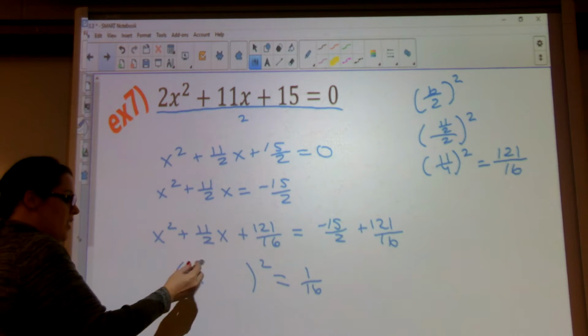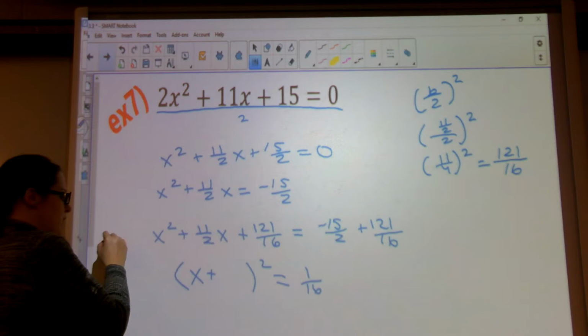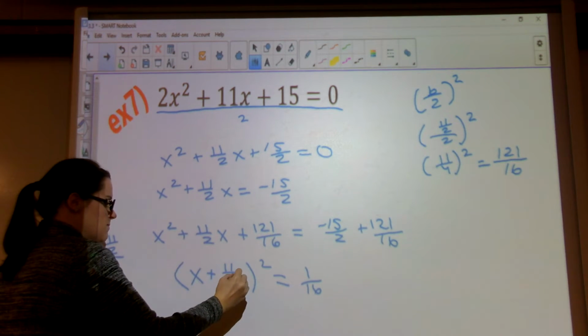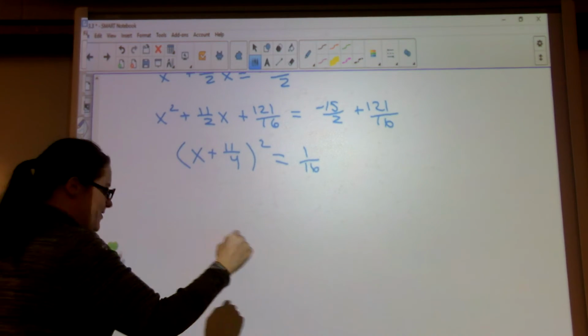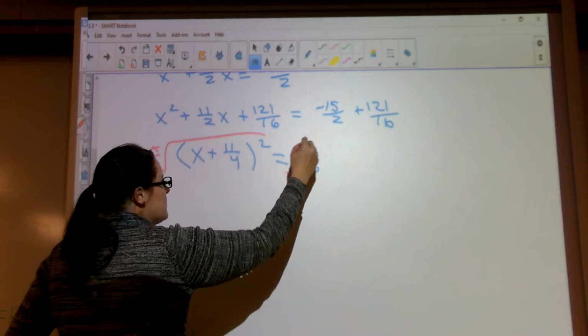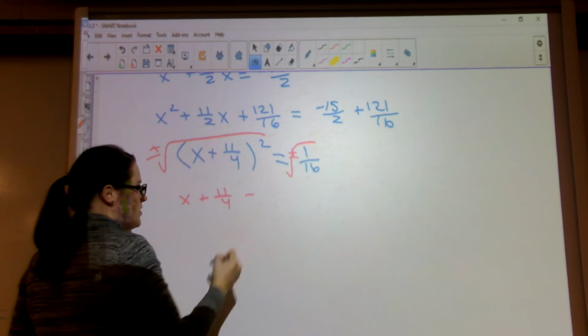Okay. So here, this is plus b over 2. So that's 11 halves over 2. There's your b over 2, which is 11/4. Whew, I thought it was going to be another no solution. Plus or minus. So I would get x plus 11/4 equals.